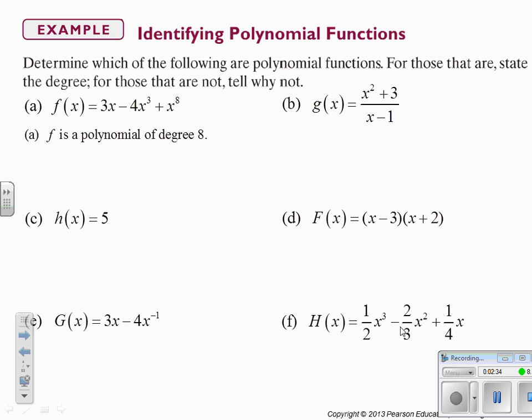G of x equals x squared plus 3 over x minus 1. That's no chase here. It's not a polynomial. It's a ratio of two polynomials. Because I have a denominator, and I can't simplify, well, even if I could simplify. If I have a denominator, it's not a polynomial function.